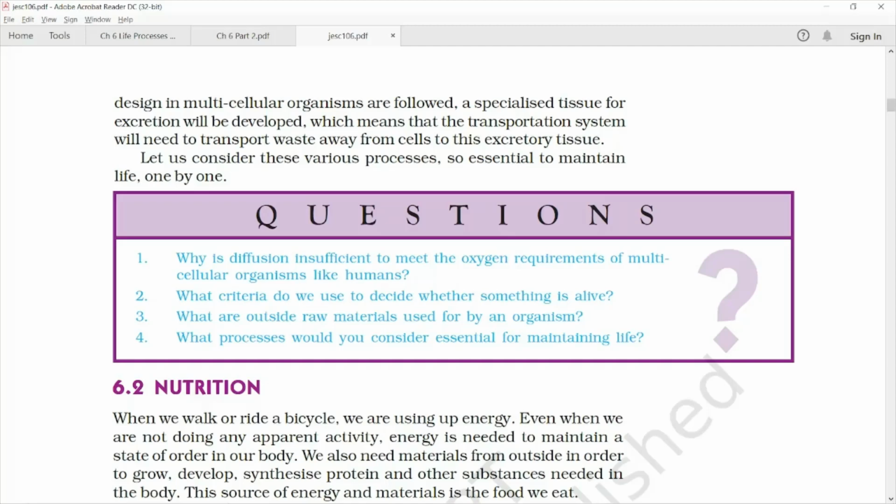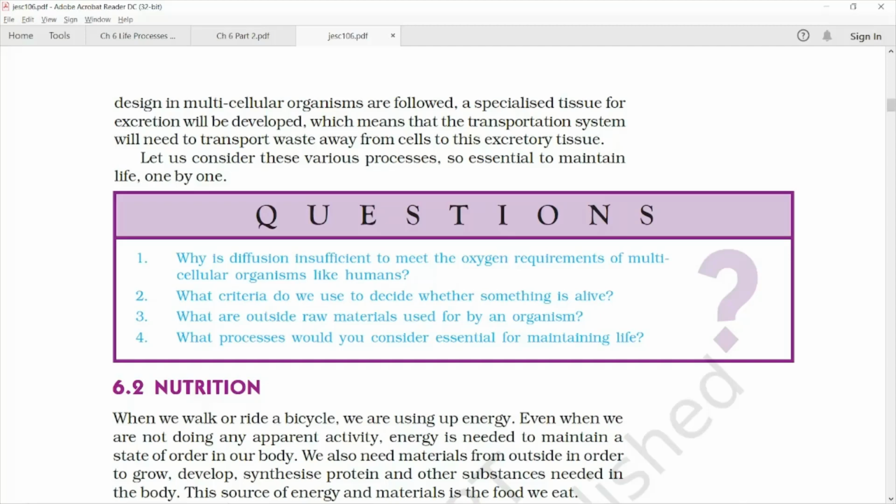So let's do question number 2. What criteria do we use to decide whether something is alive or not? As discussed above, we use molecular movements as a criterion to decide whether something is alive or not, because we are not able to see the physical movements of some organisms, for example while breathing or even while they are sleeping.